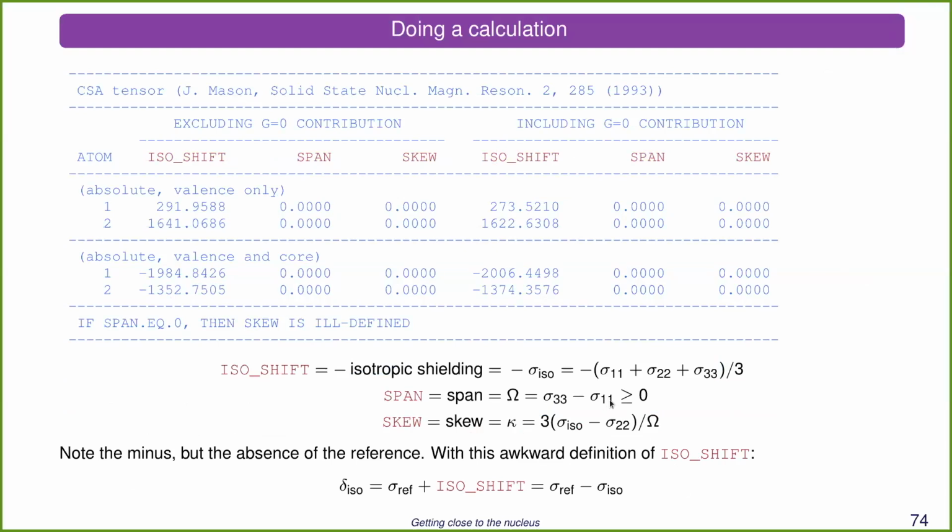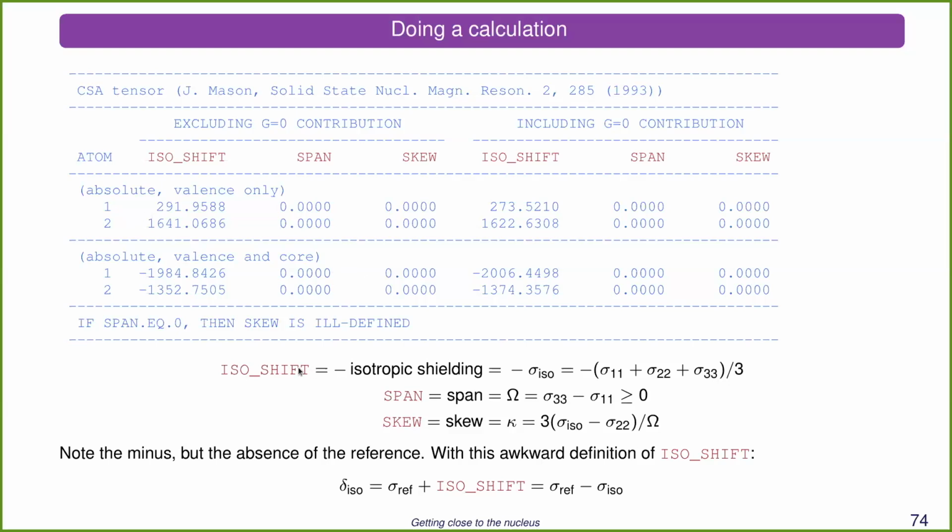That's one part. That are the blocks. Now, the things that are reported over there. Something called ISO shift, something called span and skew. We already seen the span and the skew. Here you see what actually is reported. The ISO shift is minus the isotropic shielding. So it's actually minus the shielding that you see here, minus the isotropic absolute shielding over here. So put minuses in front, you get the shielding.